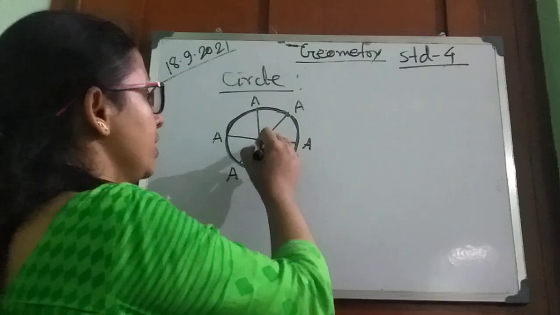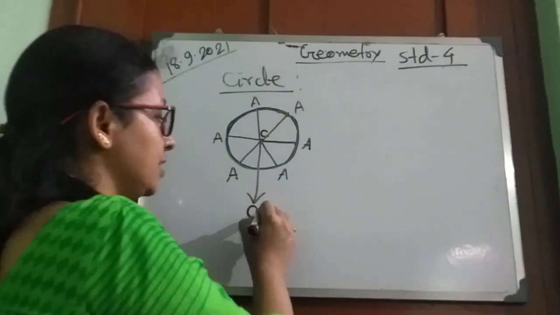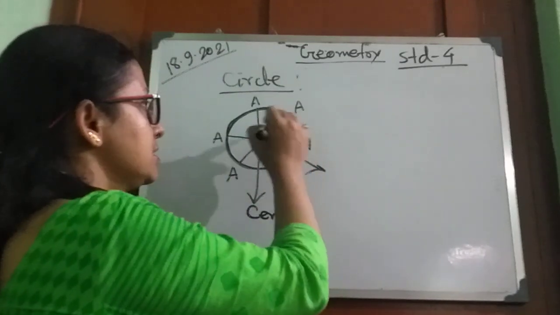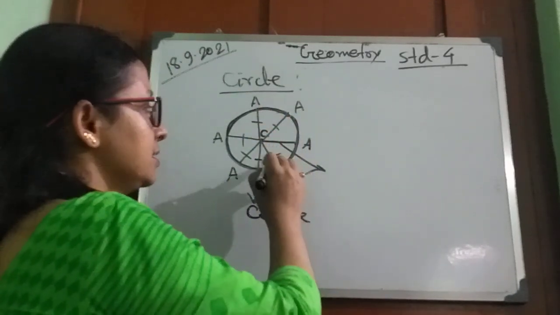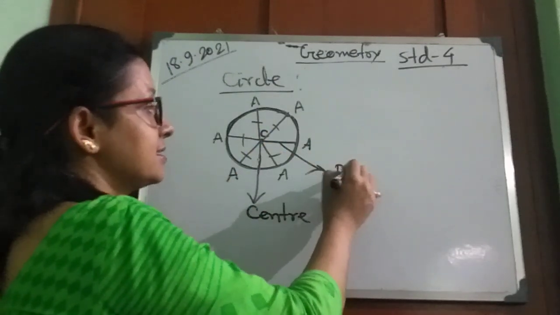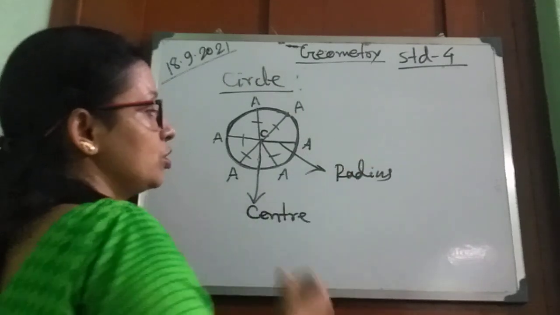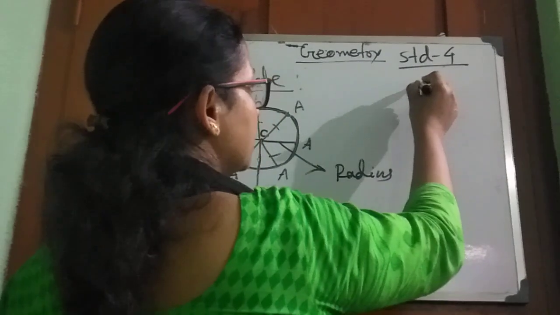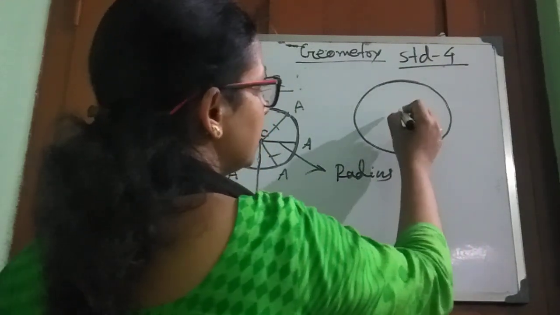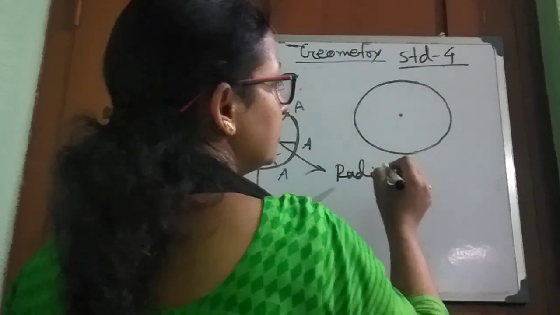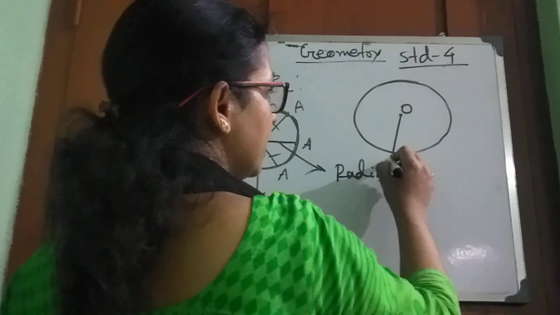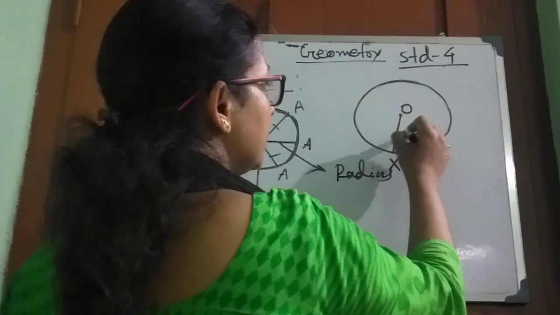And this fixed point is called the center of the circle. And these are all equal in length. What are these? These are all radius. So if you draw one more circle in this way, you can see the different parts of the circle. This is the center, and you can name it O. If there is a point X, here OX is the radius.